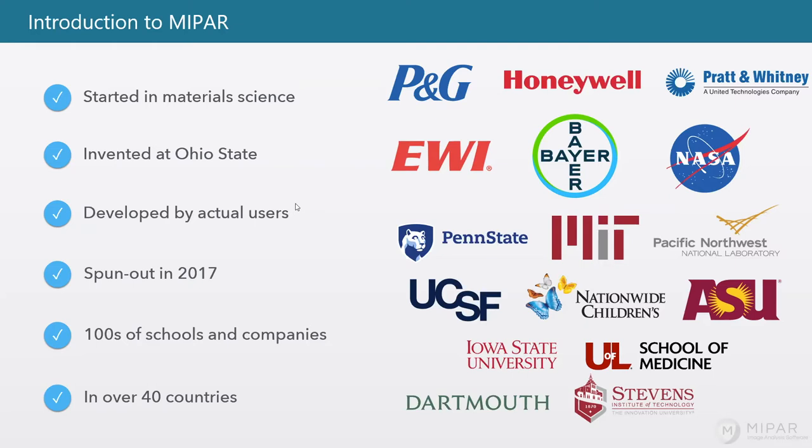Spun out in 2017 after getting some great traction, starting to do license sales out of Ohio State while I was still employed there. We're now in hundreds of schools and companies around the world, probably in over 40 countries, last I checked. So it's been a very exciting first 2.5 years. Definitely a lot I didn't know going into business. I'm more than happy to discuss ups and downs, pros and cons of spinning out as an entrepreneur with anyone who might have interest in doing that or questions. It's definitely been an exciting time for sure.